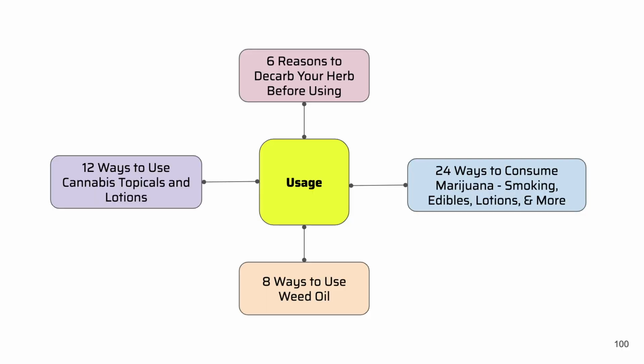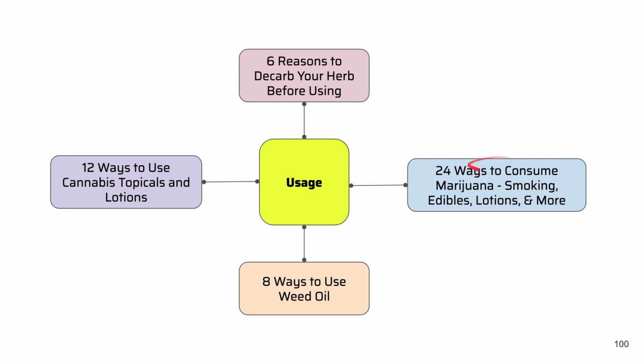So for example, when it came to this client, cannabis usage was something that we figured is a pillar of what this brand should be. Some of the spokes that did come off of that were 6 reasons to decarboxylate your herb before using it, going after the keywords of decarboxylate herb. Another one was 24 ways to consume marijuana: smoking, edibles, and more.